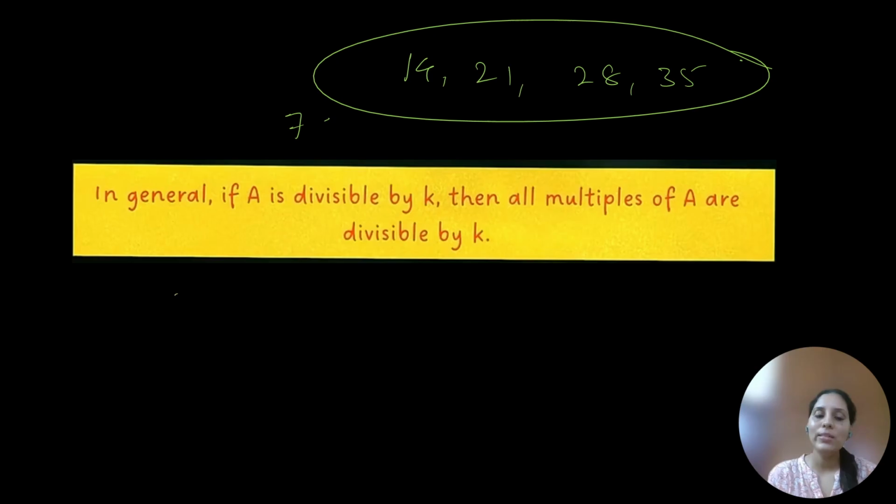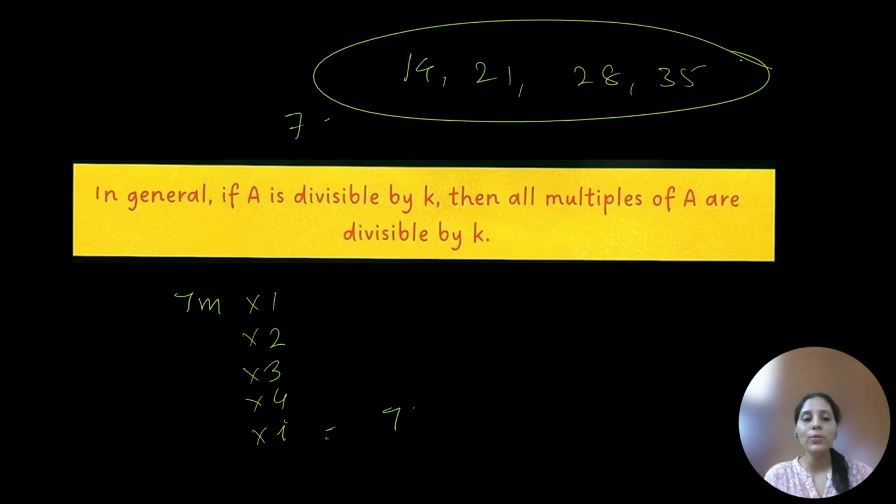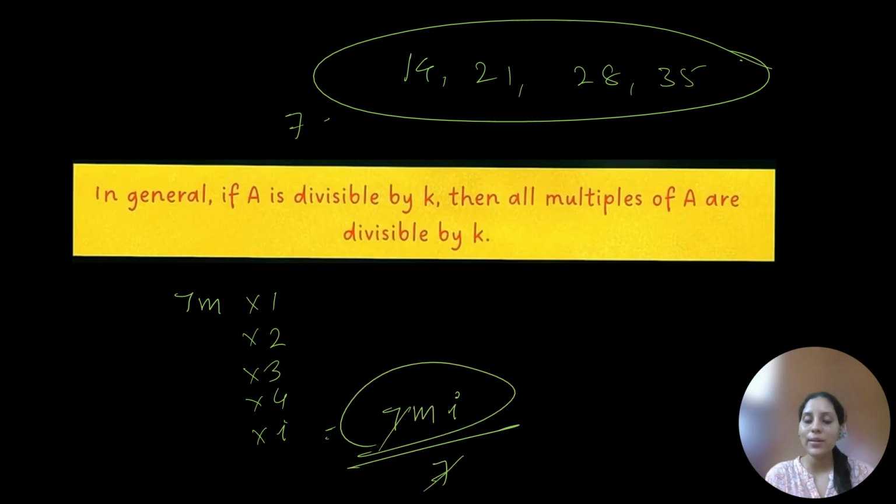Yes. So basically, if I take 7m, now multiples of 7m will be 7m into 1, into 2, into 3, into 4, into I, anything. So whatever result you get, 7m into I, this is also divisible by 7. Yes. So if a number is divisible, then its multiples will also be divisible.